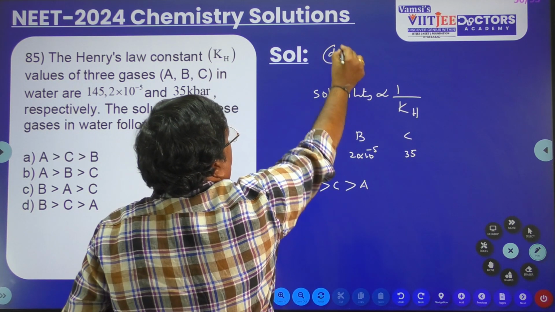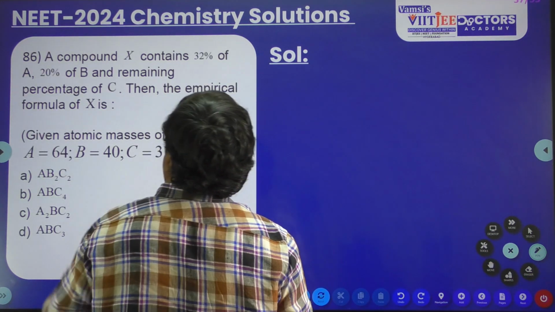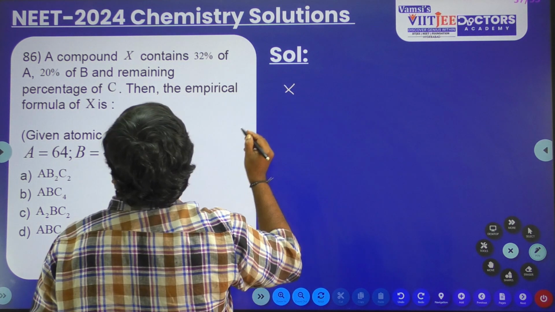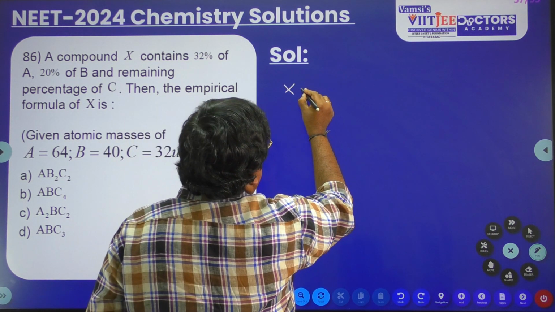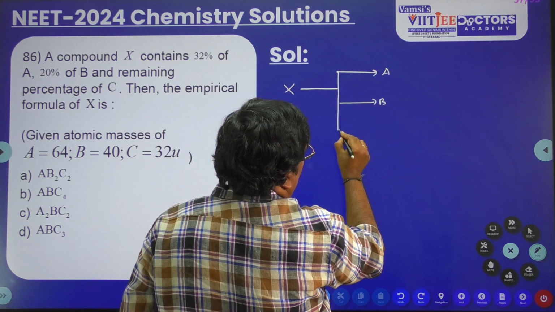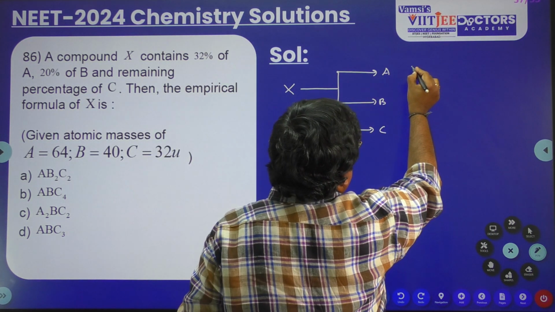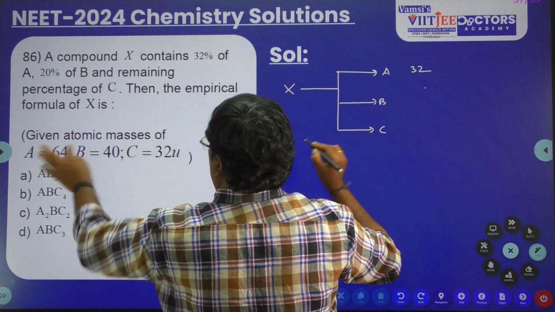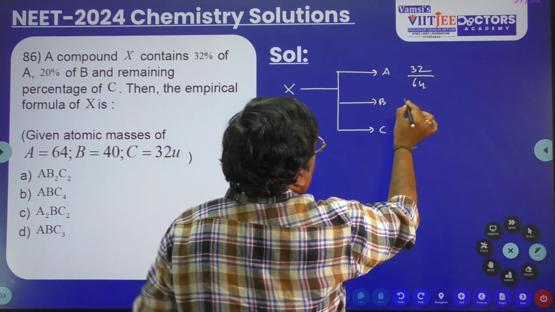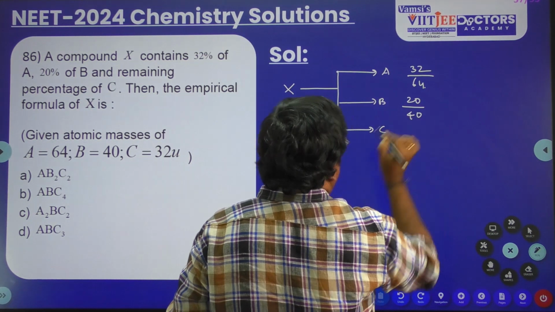Here, D is the correct option. And next question. Compound X contains 3 elements again. One is A, another one is B, another one is C. Here, 32% of A, its atomic mass given is 64. Here, 20% of B, its mass given is 40.